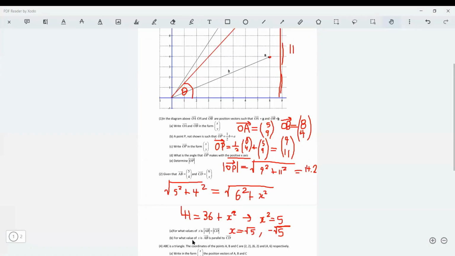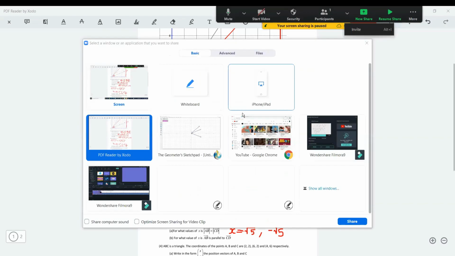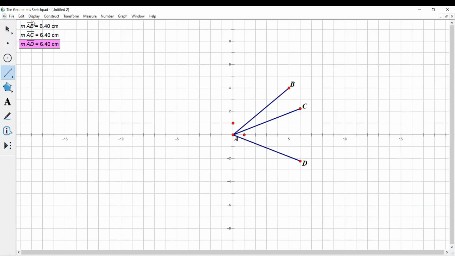So nice. Now it says, what is the value of x if AB is parallel to CD? If AB is parallel to CD, that means CD is going in the same direction as AB. I'm going to work it out right here. So remember, vector AB is equal to (5, 4), and it is parallel to vector CD, and vector CD is equal to (6, x).